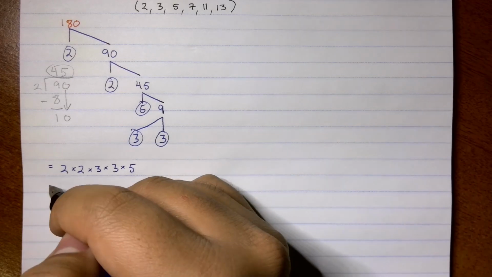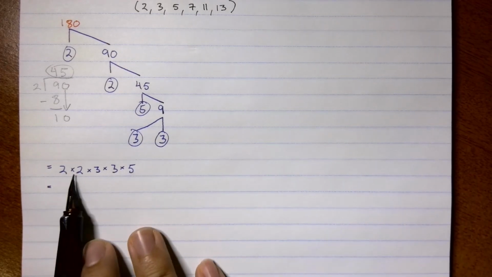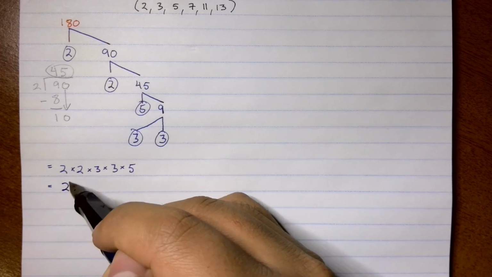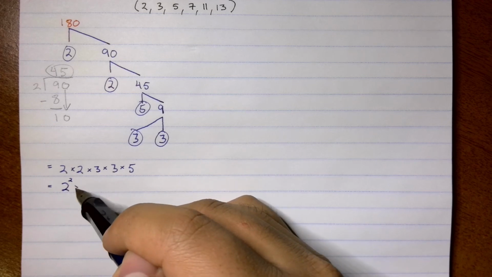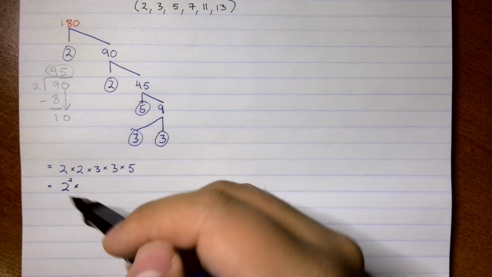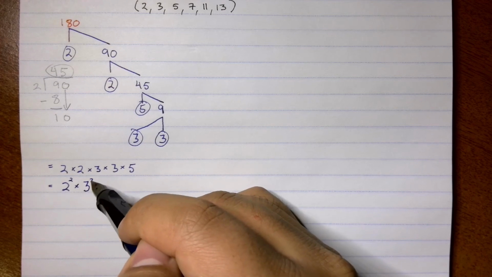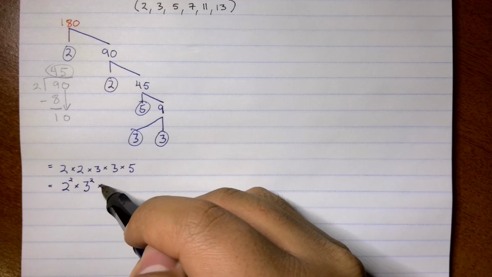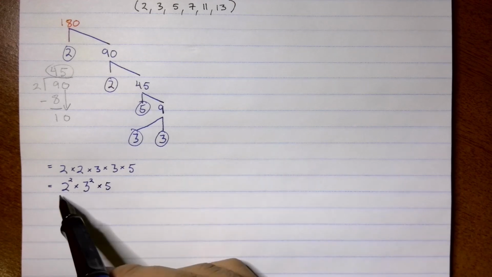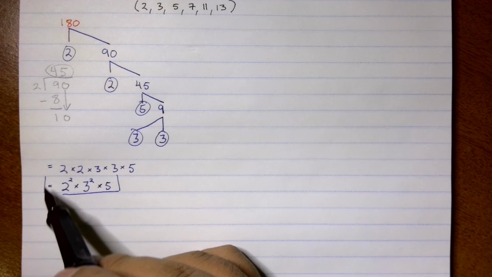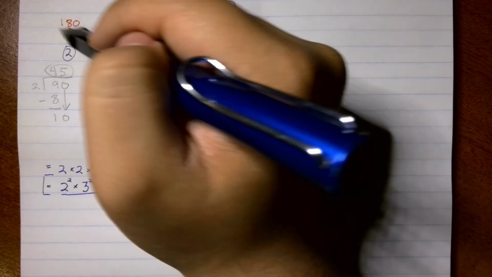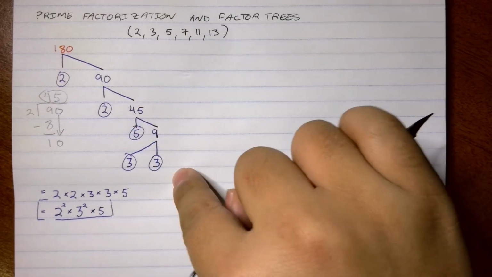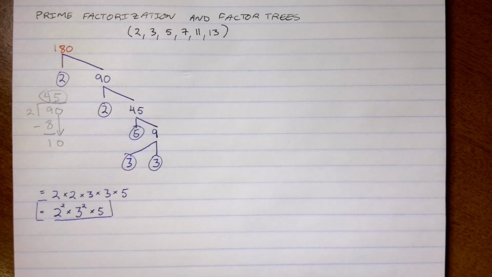And using index notation, these two numbers, 2 times 2, since it's 2 repeated twice in multiplication, that is 2 squared, times 3 times 3, which is 3 to the power of 2. And finally, 5 is by itself, so it's just times 5. So this here is the prime factorization of the number 180. And this here is the factor tree for the number 180.